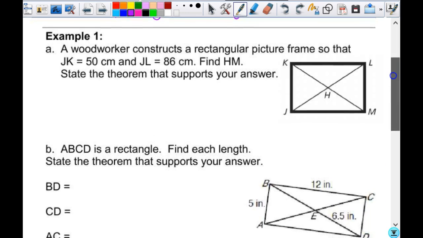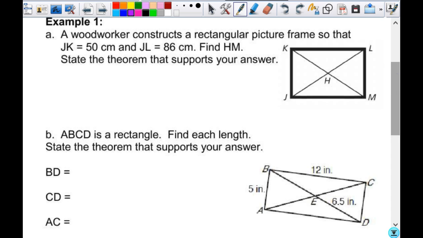All right, so let's look at this example. It says a woodworker constructs a rectangular picture frame so that the length of JK is 50 centimeters. The length of JL is 86 centimeters. And I want to find the length of HM, so I'll just call that X. And it says state the theorem that supports your answer. So I want you to think about it for a second. See if you can figure out what the length of HM would be.